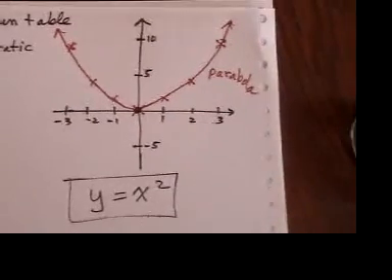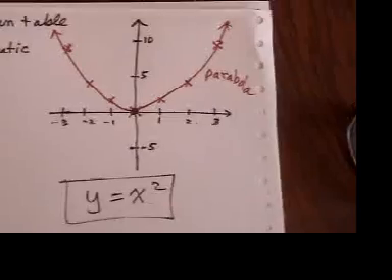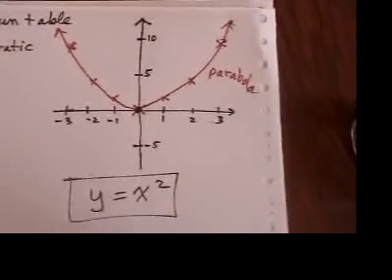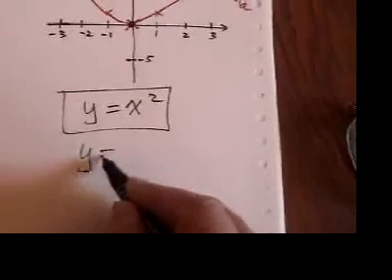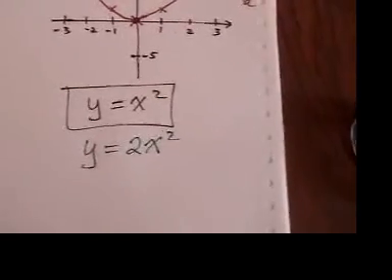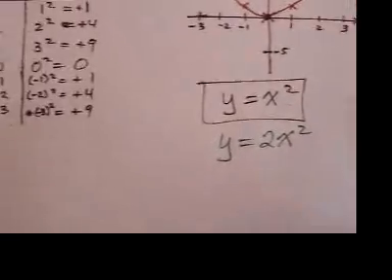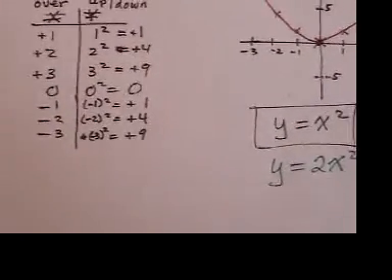Okay, now what I'm going to do is I've taken the basic equation there, and I'm now going to change it to an equation I'll write in green underneath it here. Y equals 2x squared. So how does that change our over-up table? There's our over-up table from before.